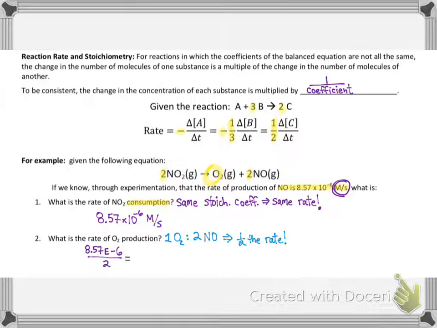And so mathematically, once you do that, you're keeping, of course, the 3 sig figs that you started with. You get 4.29 times 10 to the negative 6th. And this, of course, is molarity per second. And you're done. Short and sweet. All right, let's move to the next page, and we can talk about the factors that affect your reaction rate.